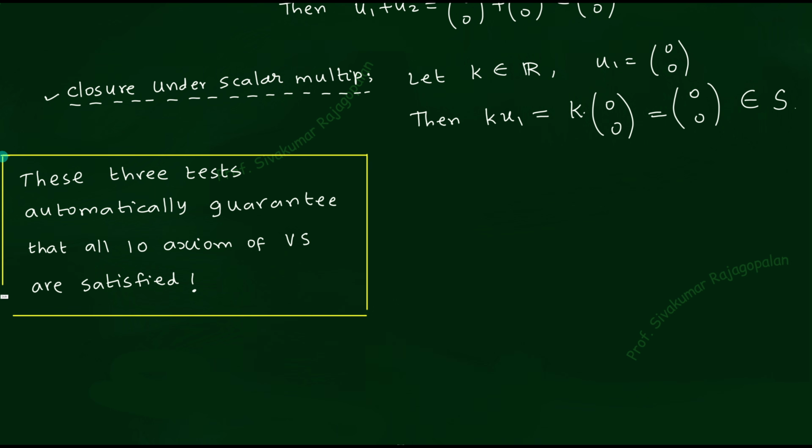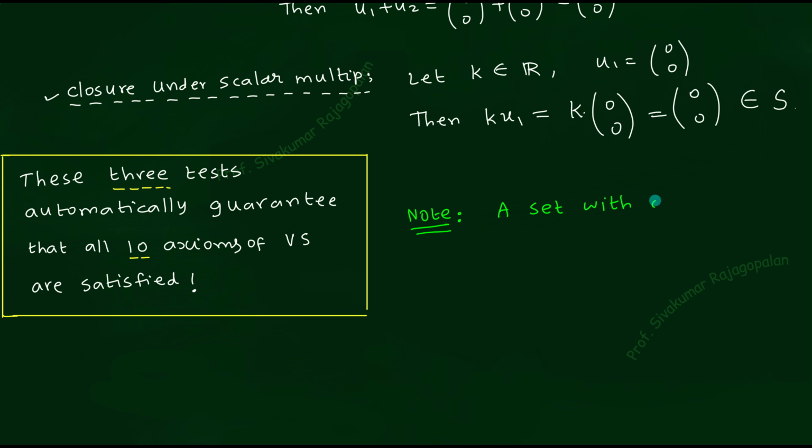There is a proof for that, but we are not going into the proofs right now. You are doing only 3 tests, but the 10 axioms are automatically satisfied even though you are not verifying them. There is a theorem and a proof that this really takes place, and therefore you have to be happy about that. That is why I told you that this methodology is an easy method to check.